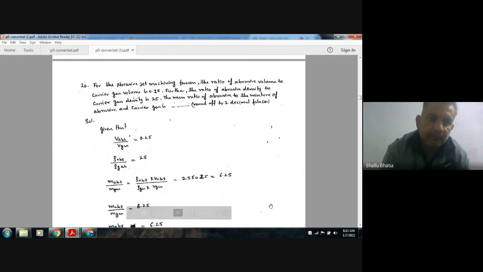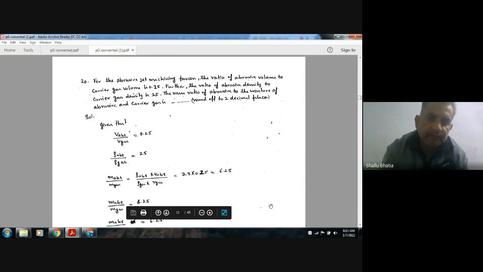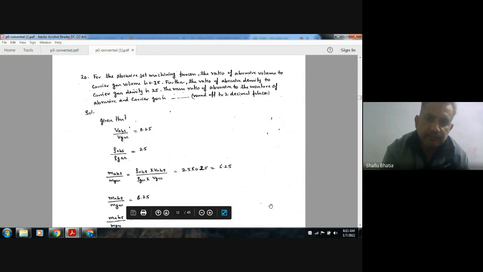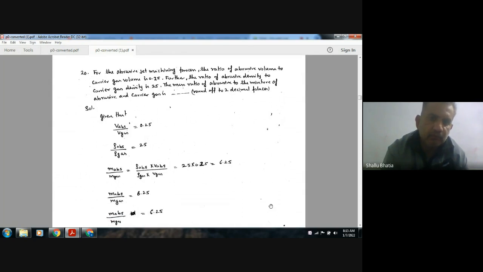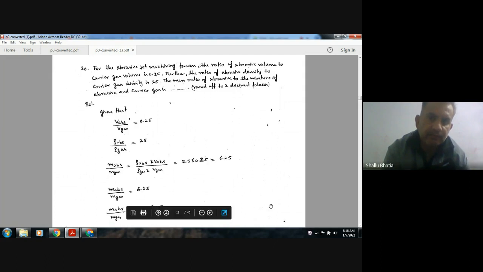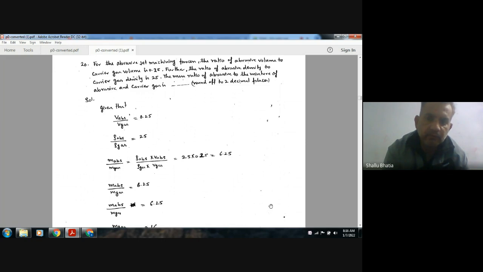Next, for the abrasive jet machining process, the ratio of abrasive volume to carrier gas volume is 0.25. Further, the ratio of abrasive density to carrier gas density is 25. The mass ratio of abrasive to the mixture of abrasive and carrier gas is dash, rounded off to 2 decimals.